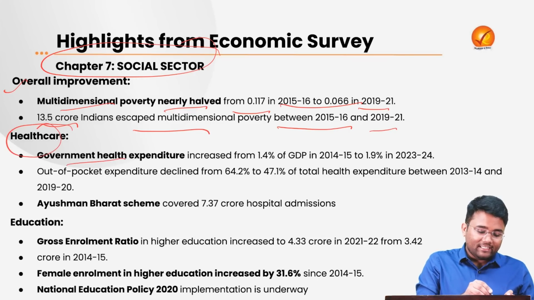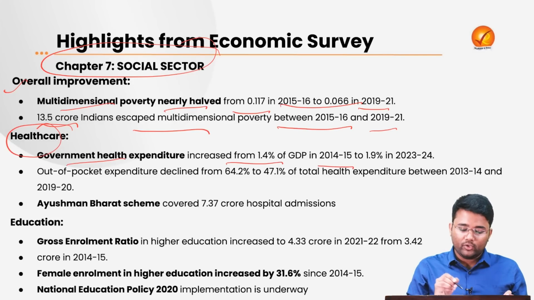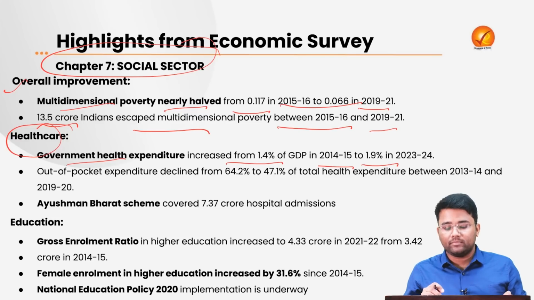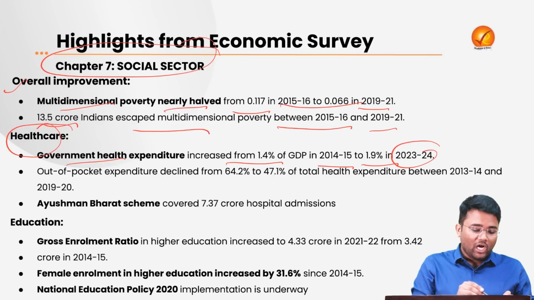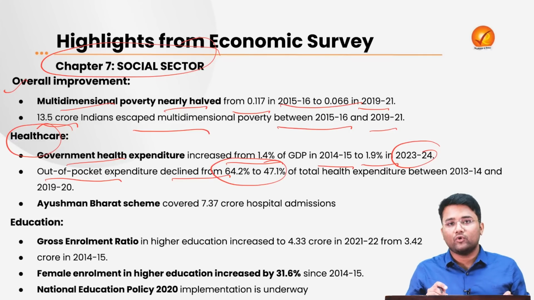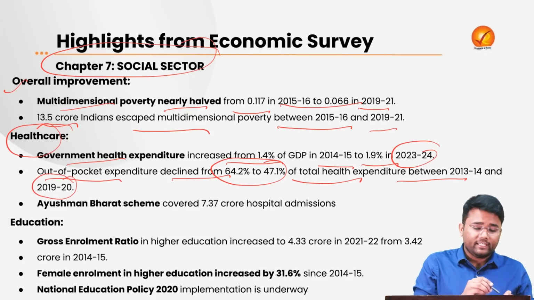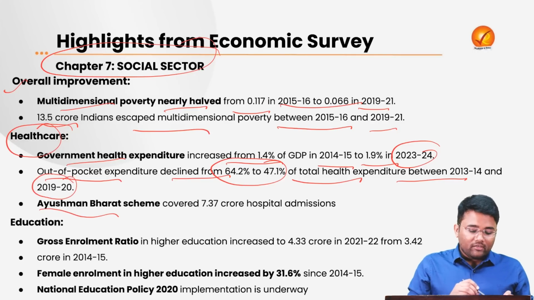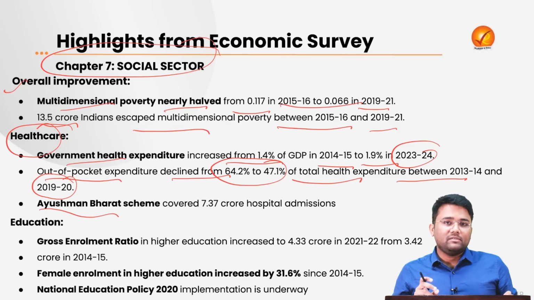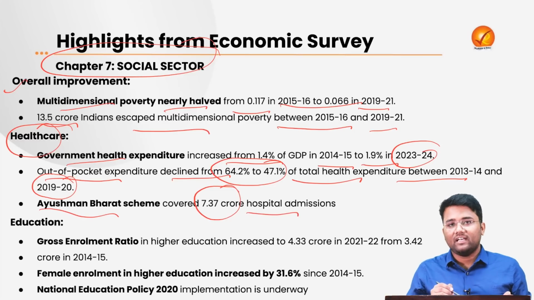If we talk about healthcare, government healthcare expenditure has increased from 1.4% of GDP in 2014-15 to 1.9% in 23-24. Out of pocket expenditure has declined from 64.2% to 47.1% of total health expenditure between 2013-14 and 2019-20. The Ayushman Bharat scheme, which is a flagship scheme of the Government of India, has covered almost 7.37 crore hospital admissions.